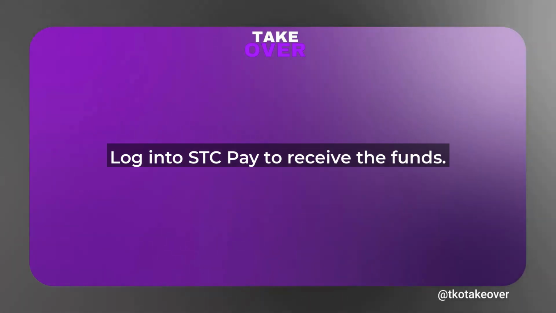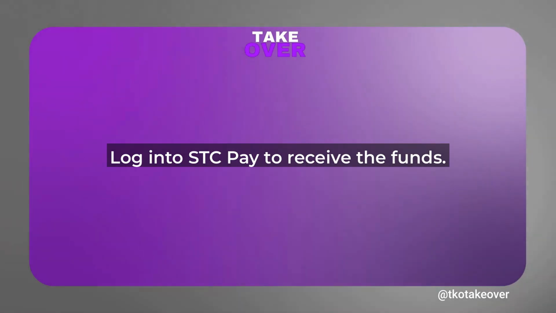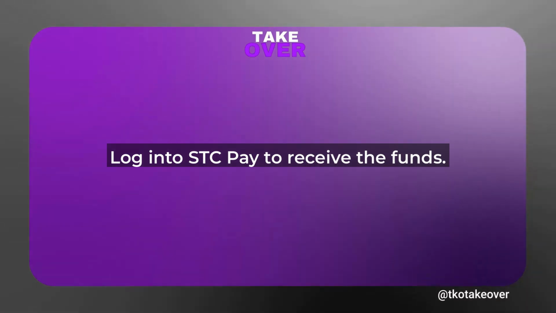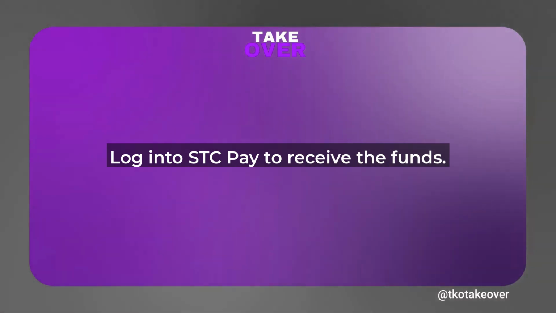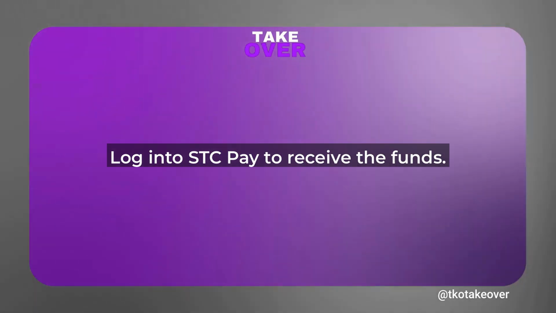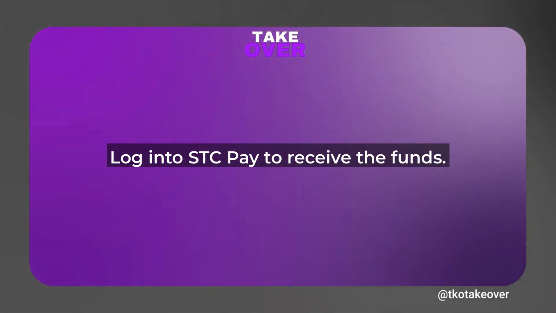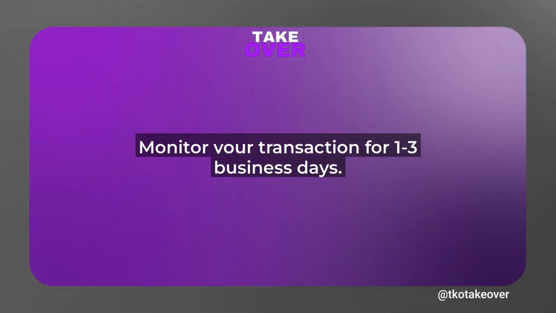Step 4. After the transfer from PayPal, log into your Stc Pay app. If you withdrew to your bank, go to the Add Funds or Transfer In section in Stc Pay and link your bank account. The funds should appear within 1 to 3 business days, depending on your bank.